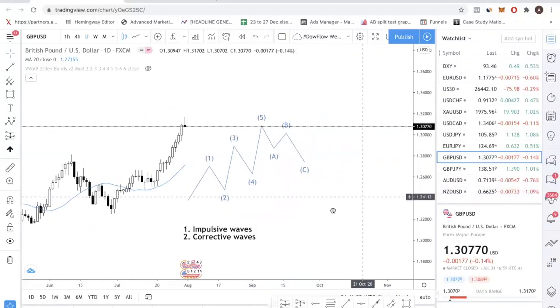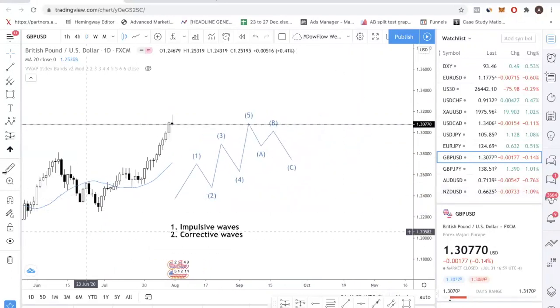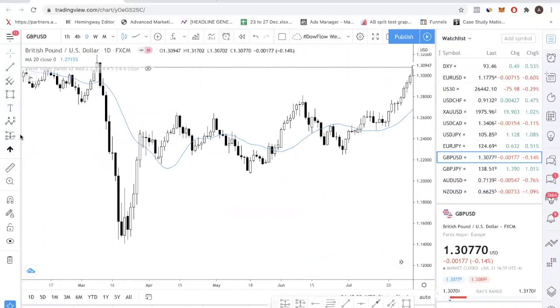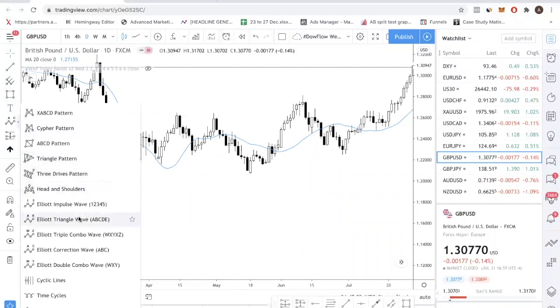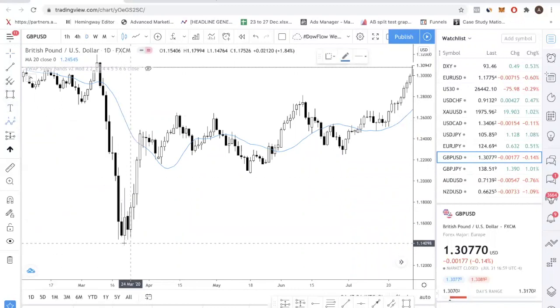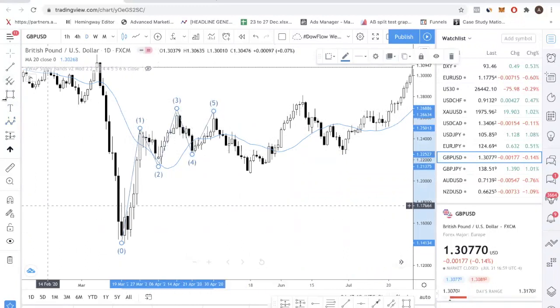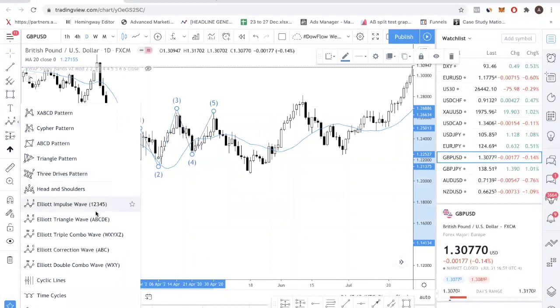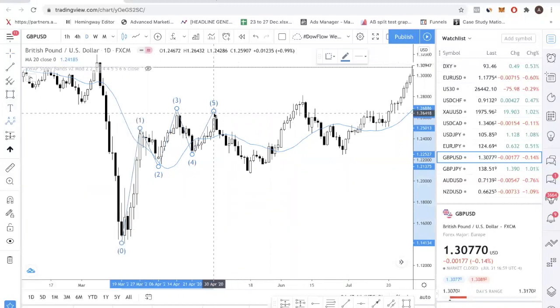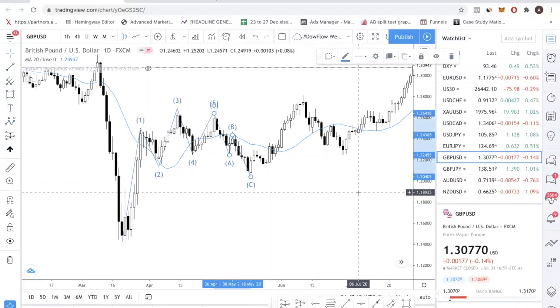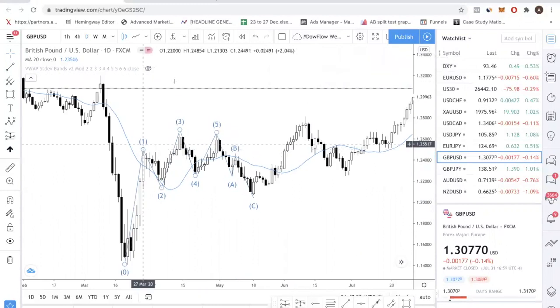What a lot of people do, which I do not recommend, is they go to the charts and start using the Elliott wave. They do something like, oh, this is 1, 2, 3, 4, 5, something like that. And then they look for their 3-wave corrective, which is something like this: 1, 2, 3. And they say, hey, look, it works.